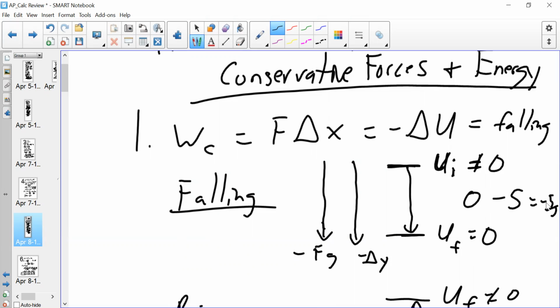Negative 5 joules is going to be equal to the positive work done by the force due to gravity. Why is it positive? Well, we know that the angle between these two is 0 because they're parallel and they're moving in the same direction. So there are 3 ways to think about it: they're moving in the same direction, the angle is 0, and they're parallel. So that work is positive for a falling object. Losing potential energy, positive work.